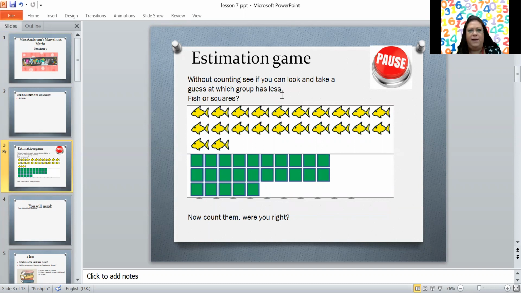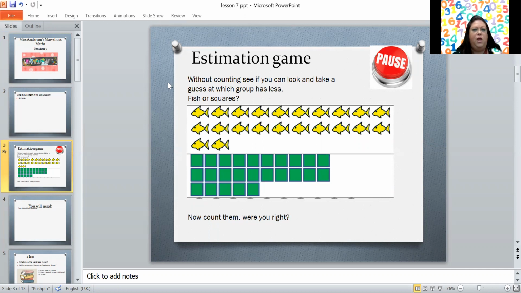Less. Oh, now I've heard the word less before, and I know less means you're going to have fewer. So let's see, have a quick look. Do you think there are less fish or less squares? Pause the button if you want a bit of time to think about it. Right, welcome back. Let's count them and see if you were right. Which one did you think? I thought maybe the green squares would have less because they take up less space on my board.